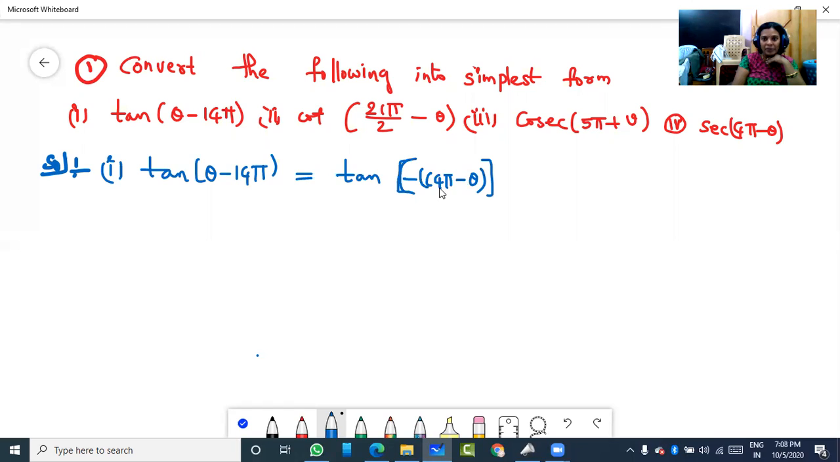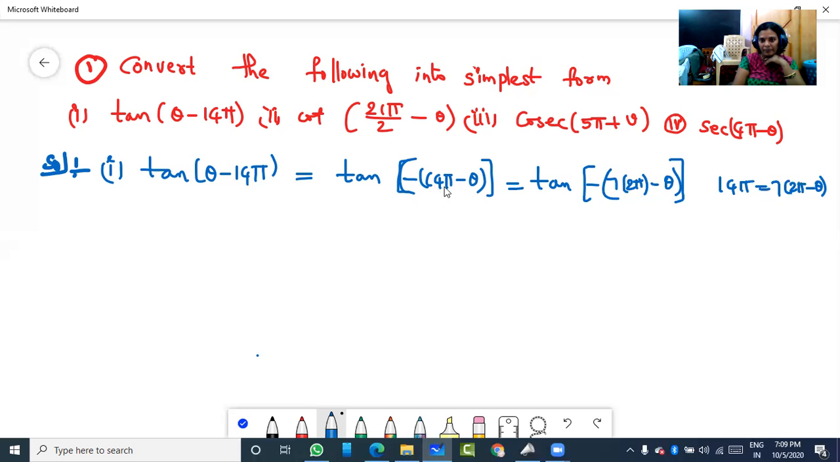So next, 14 pi is even, so tan stays tan. Even means here you can take 14 pi as 7 into 2 pi minus theta. So we can write it as tan of minus of 7 into 2 pi minus theta. This is the simplification of 14 pi minus theta. Just go backward again: minus 14 pi, minus into minus, plus theta. So you will get this one.